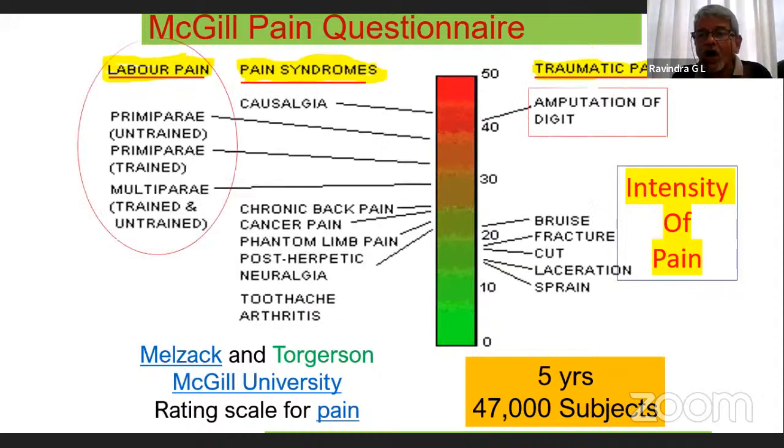of a digit. Both of them stayed at the same point, anywhere between 30 to 40.